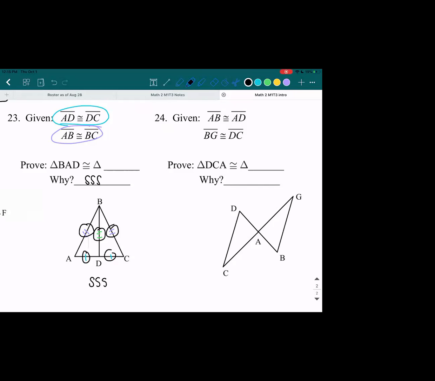So with that, we need to label their corresponding parts. So we have B on the top, which corresponds with B on the other triangle as well. A is what they list next, which corresponds with C. And then D is last, which corresponds with itself. So we have triangle BAD is congruent to triangle BCD. Any question on this one? Because it got slightly more complicated.